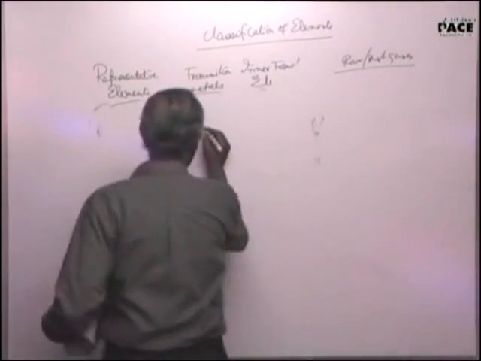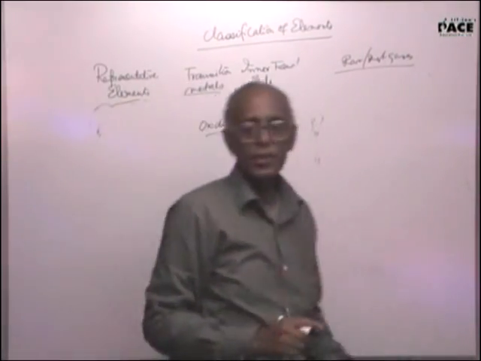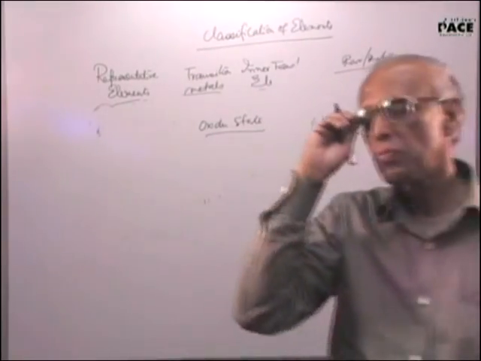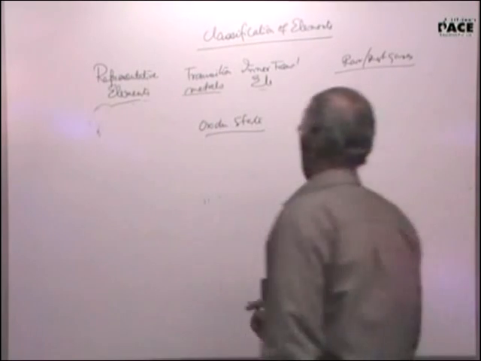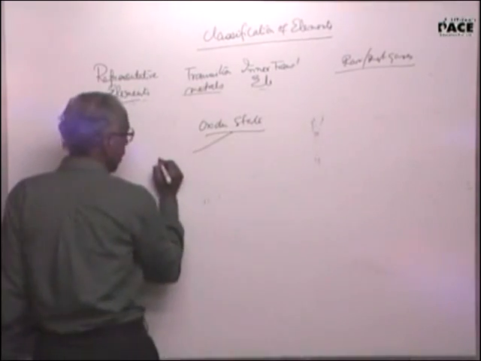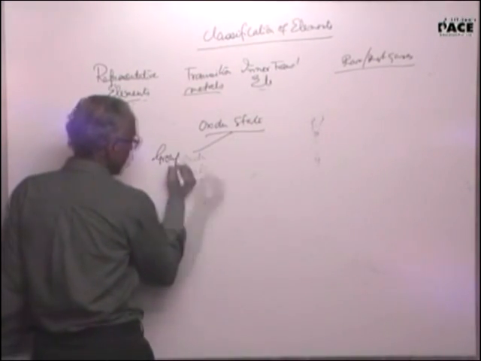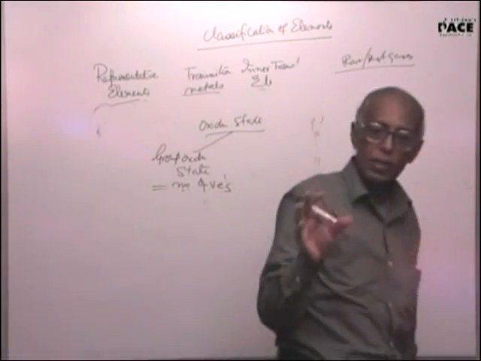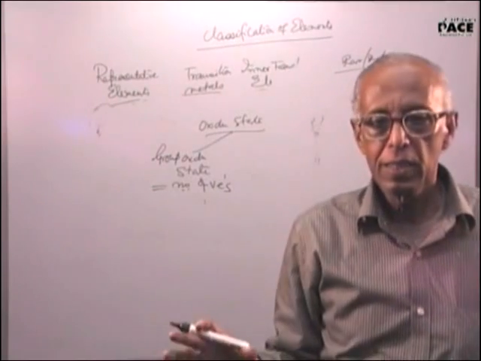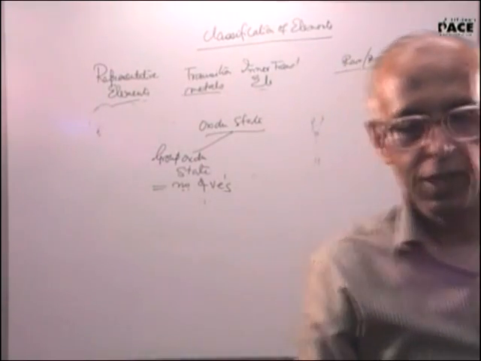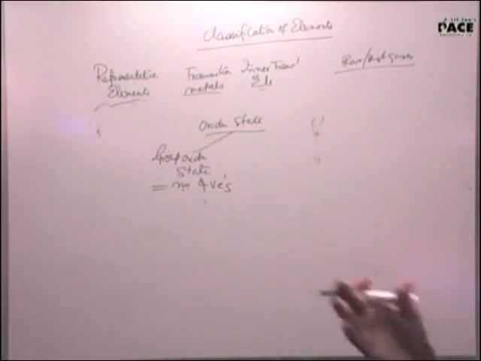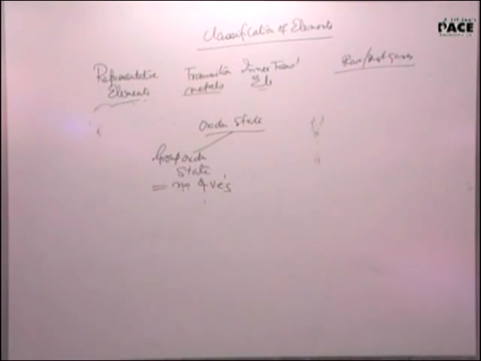Now the oxidation state of the representative elements shows two types of oxidation state. One is the group oxidation state, which is equal to the number of valence electrons. So the group oxidation state is equated with the number of valence electrons. So for aluminum, the group oxidation state is 3 because it has a 3p1 configuration. It has 3 outermost electrons.